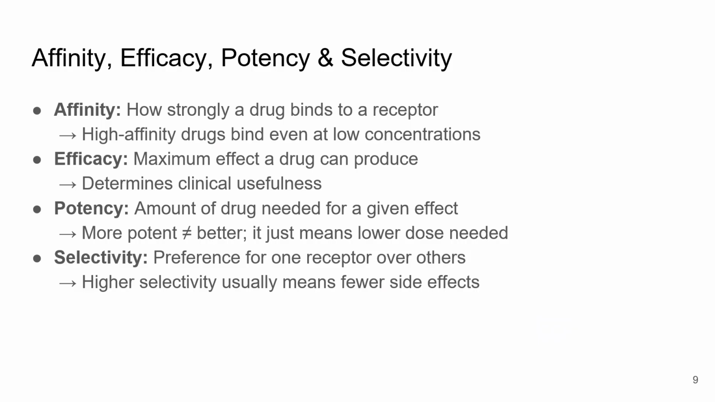Okay, so these four terms describe how a drug behaves at its receptor, and they're easy to mix up, so let's separate them clearly. Affinity refers to how strongly a drug binds to its receptor. A high affinity drug can bind effectively even when there's only a very small amount of drug present. Clinically, this helps explain why some drugs will still have effects at very low concentrations.